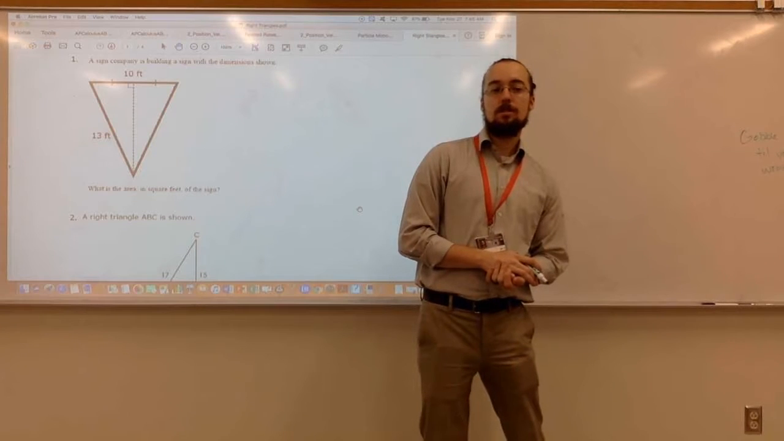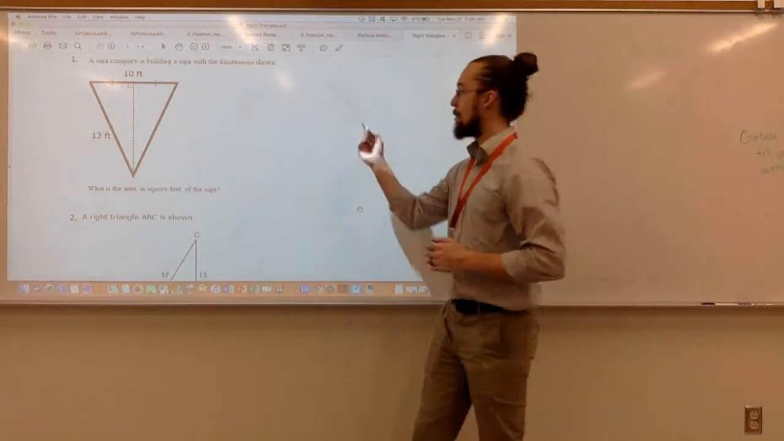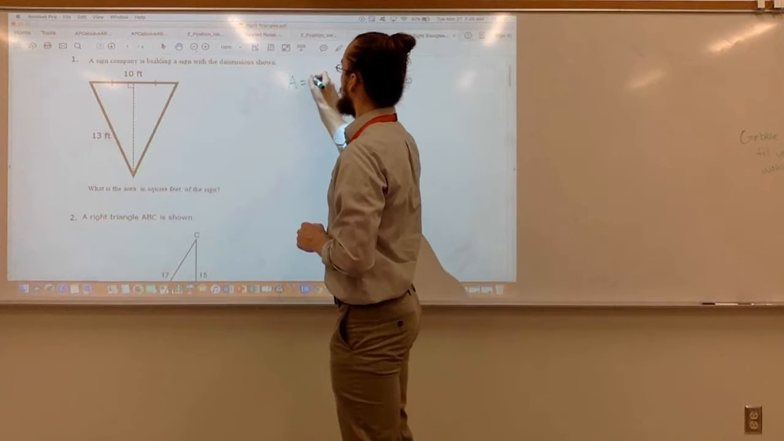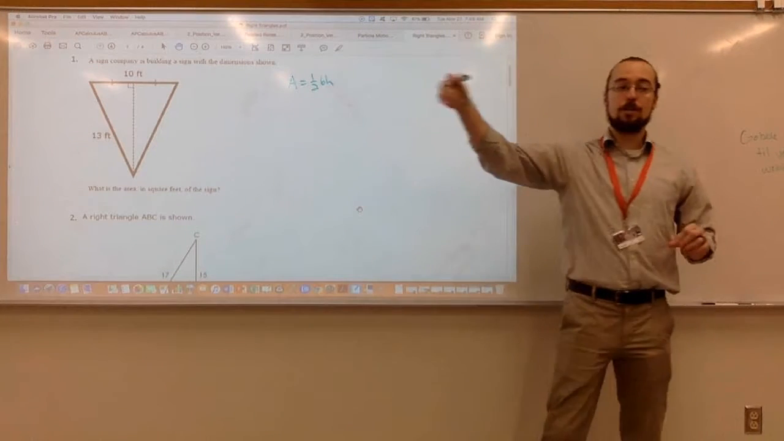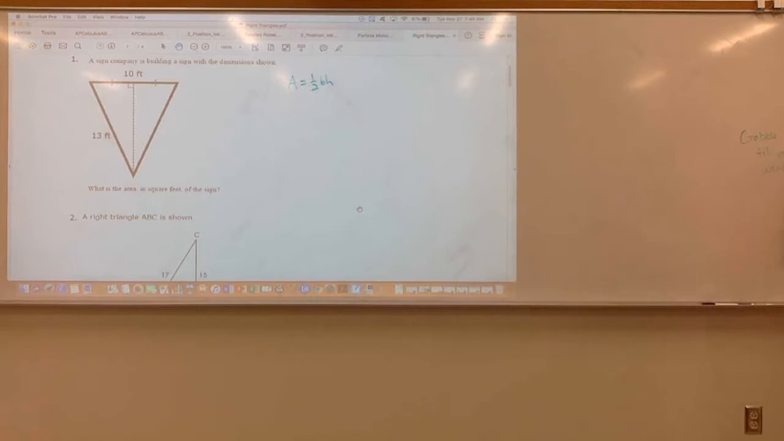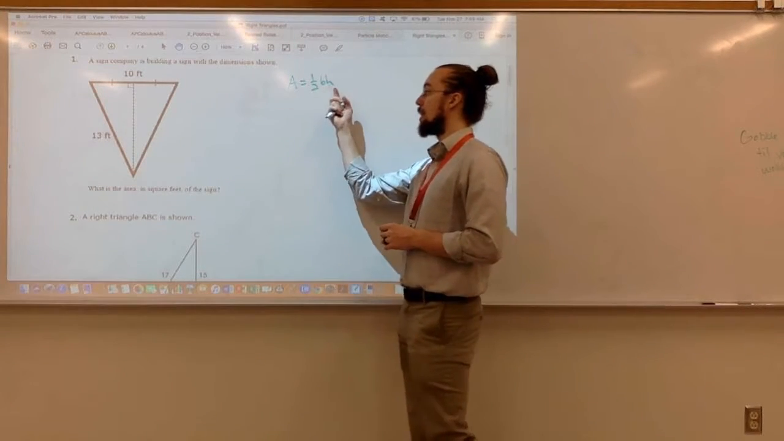Almost. Is it 1 over 2? One half base times height. Yeah. So area of a triangle is 1/2 base times height. Base times height is the area of a rectangle. Area of a triangle is 1/2 base times height. So the 2 pieces of information I need are the base and the height.